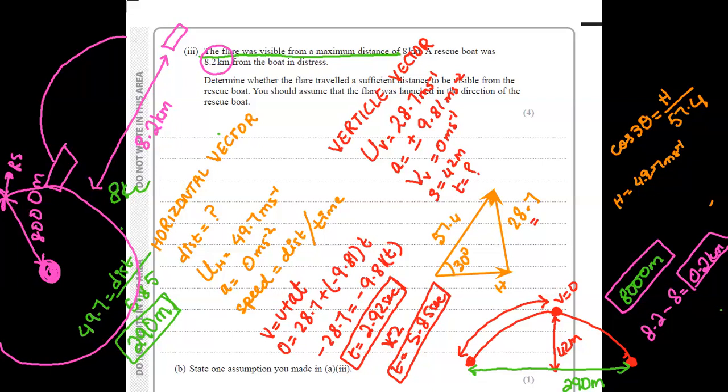So we are getting our value of 290 meters. 0.2 kilometers is equal to 200 meters. So that means our flare has to travel over 200 meters. If it travels less than 200 meters, then it will fall short. Our flare is traveling 290 meters, meaning that it will easily be able to cross that 8-kilometer radius, go up into the air and be observed by the rescue ship. So the flare will be observed.